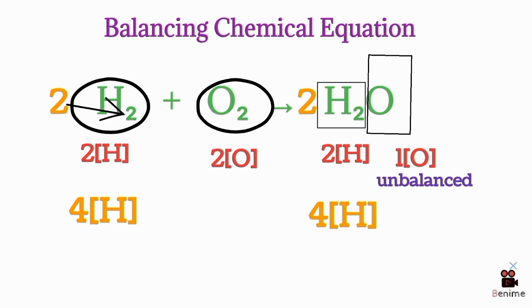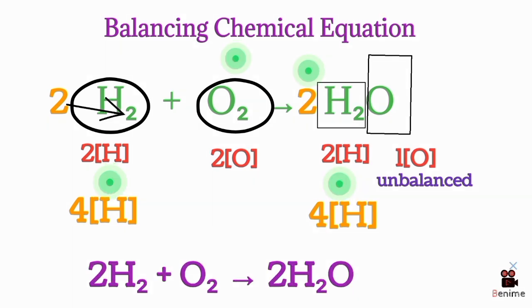Now again, check the whole equation. Total number of hydrogen atoms on the left side is now 4. Total number of hydrogen atoms on the right side is now also equal to 4. Now we recheck oxygen atoms on the left side of the equation, which is 2. We again check oxygen atoms on the right side of the equation. This 2 is also multiplying with the oxygen of the water molecule. Now the total number of oxygen atoms is also equal to 2. So our equation is balanced.